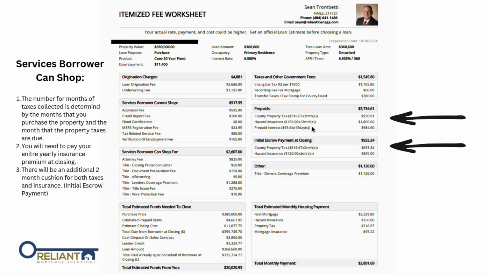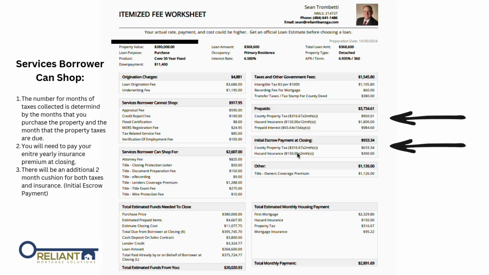But based on your actual close date after you get a home under contract, this will adjust to either be more or less than 15, again based on when the closing date is. So these initial escrow payments are always going to say 2 months at your going rate for whatever your property taxes and your hazard insurance will be.